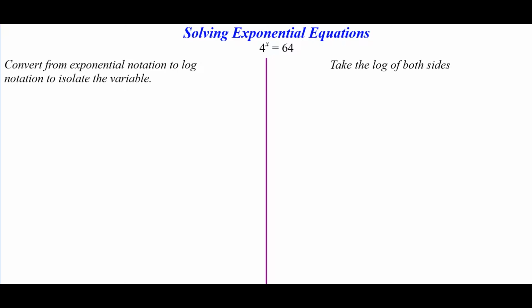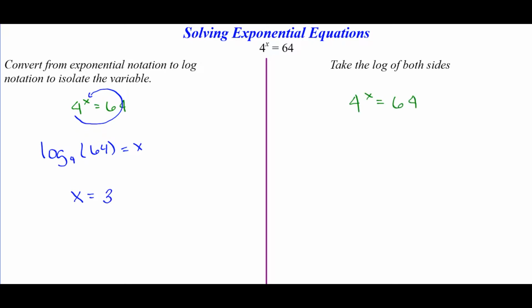The first way is that we're going to convert from exponential notation to log notation in order to isolate the variables. So this one we're starting with 4 to the x equals 64. So I'm going to convert my notation. If you need to use the spiral to do that, you can do so. So this becomes log base 4 of 64 equals x, and now my variable is isolated, and then I can do log base 4 of 64 on my calculator, or if you can do that in your head. So we'll get x equals 3.